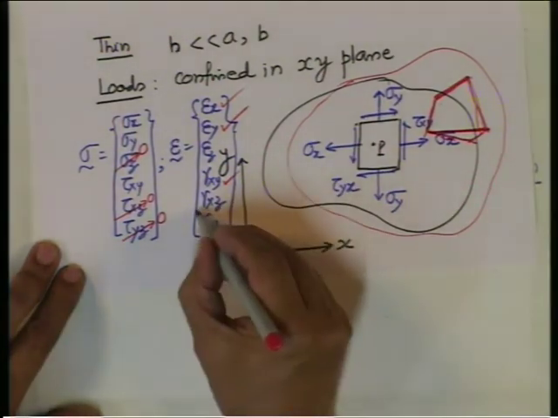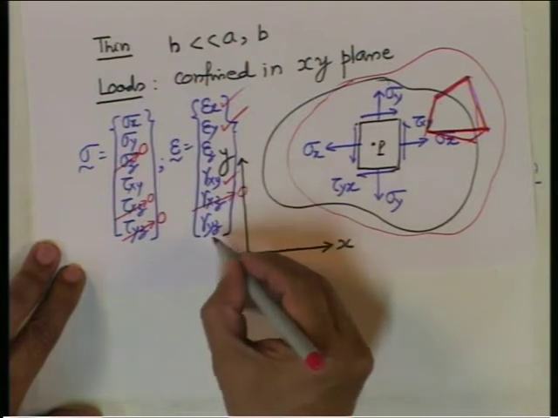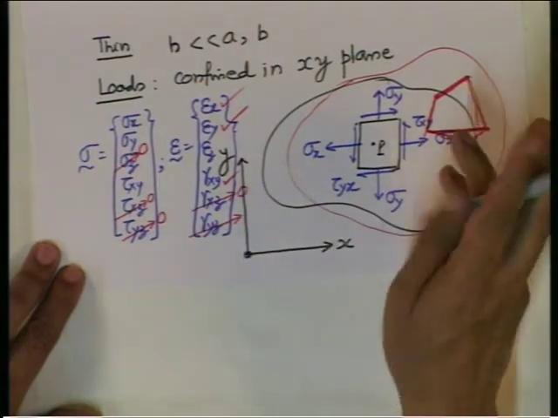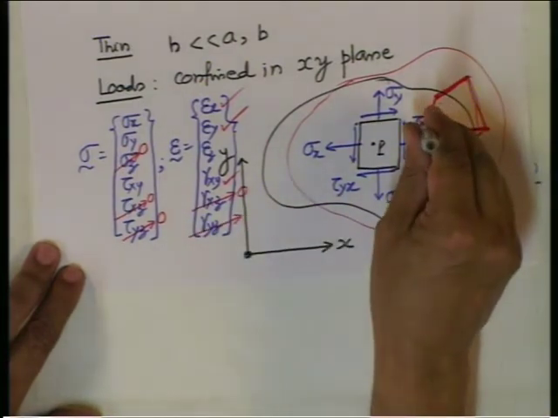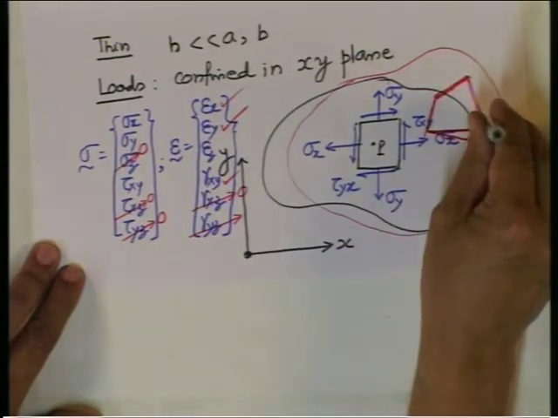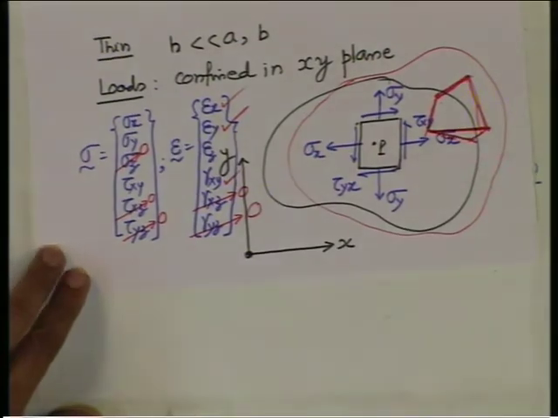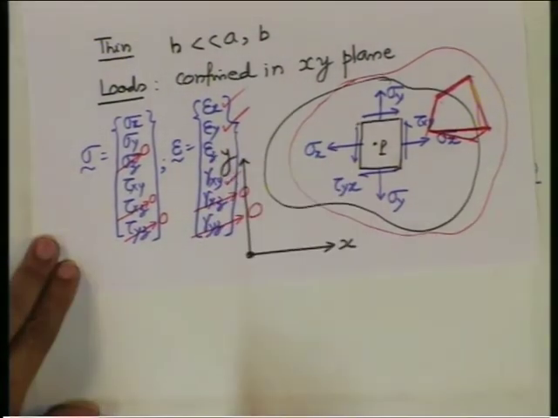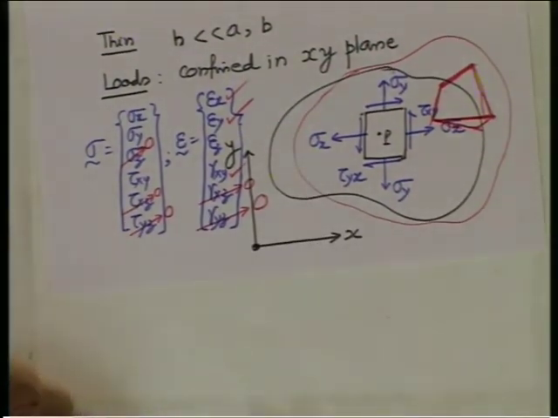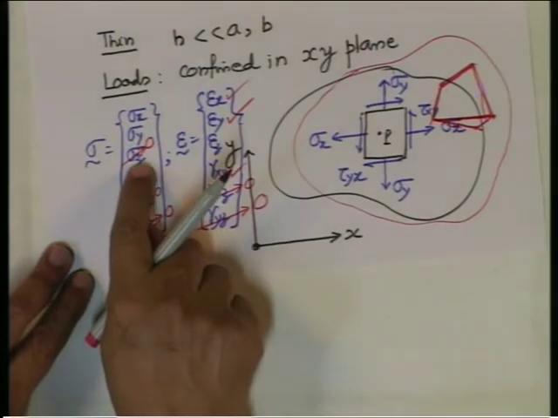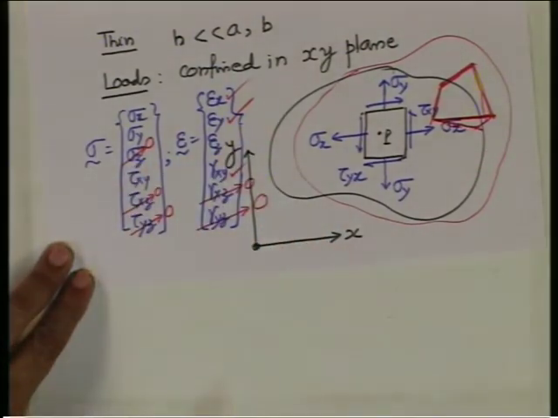This one will not be present, this will be 0. This also will be 0, because this angle will always be 90. Between z and any axis at any point you take, that angle will always be 90, so this will be 0. But this strain epsilon z will be there, it will not be 0. So, do not blindly say that because sigma z is 0, epsilon z also is 0, no.